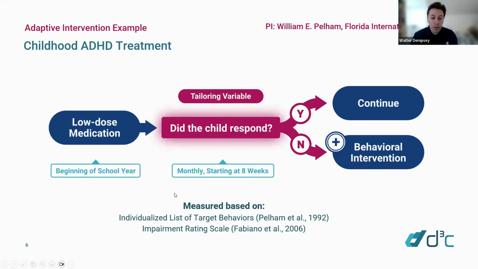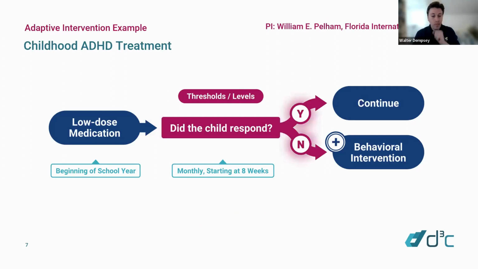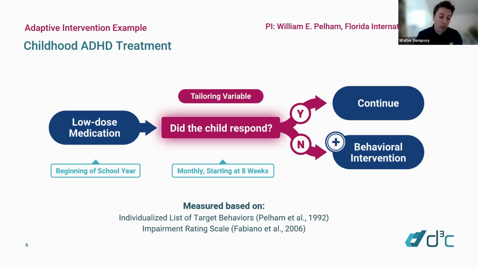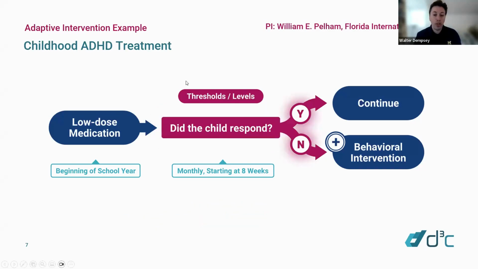And there was a rule built by the study team, built by Bill Pelham, to combine these different measures to decide if the individual responded or didn't respond. So in this particular case, the tailoring variable is a binary indicator. You also have thresholds or levels. Again, the tailoring variables here are these measurements. The thresholds are those thresholds to convert it to the binary indicator of yes, no.